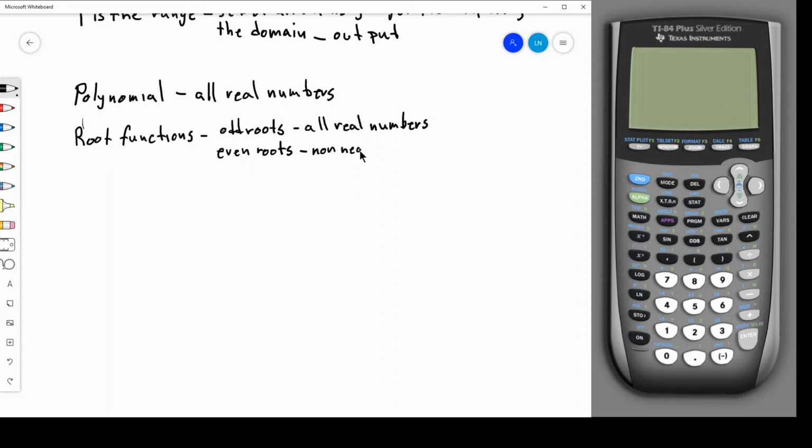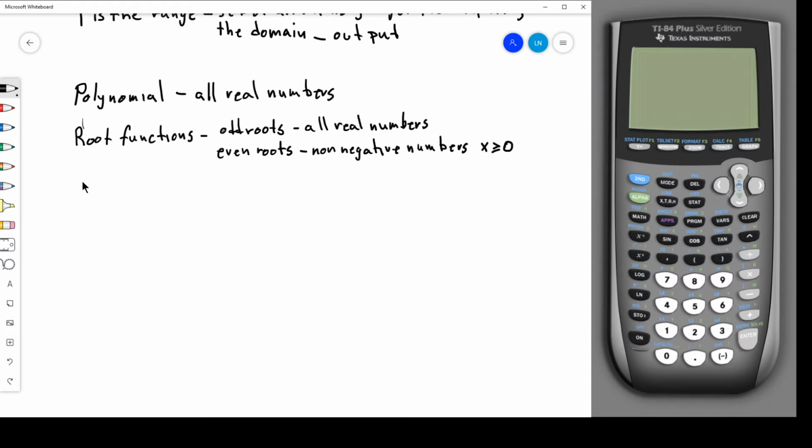Non-negative numbers. So basically x greater than or equal to 0. Okay, that would be non-negative numbers.